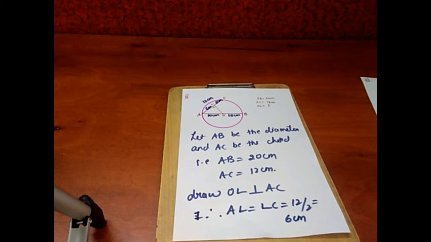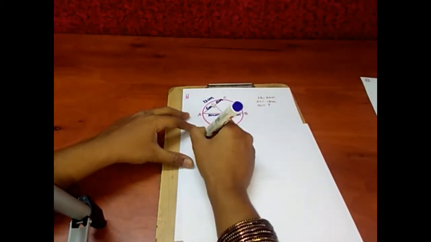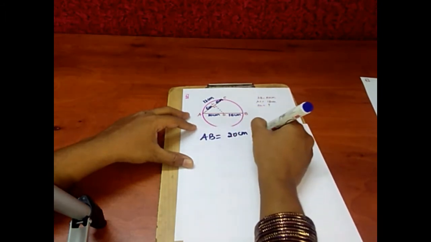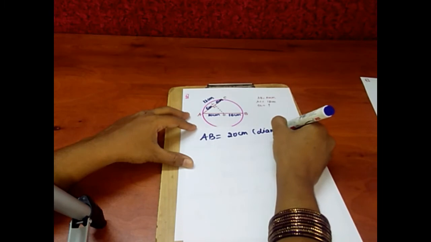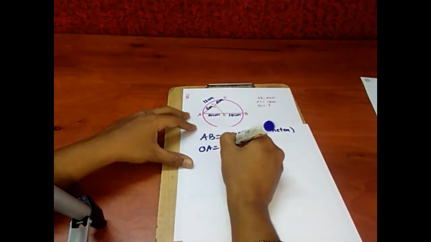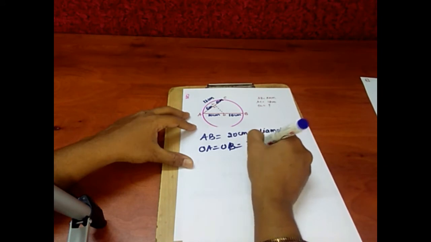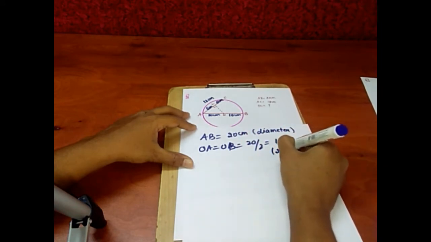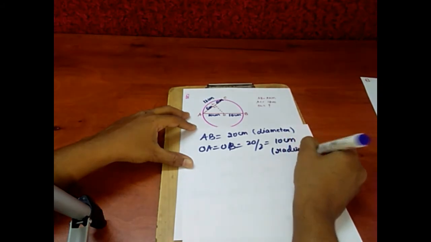Next. AB diameter is equal to 20 centimeter. This is the diameter. Hence, OA is equal to OB is equal to 20 by 2, which is equal to 10 centimeter. This is radius.